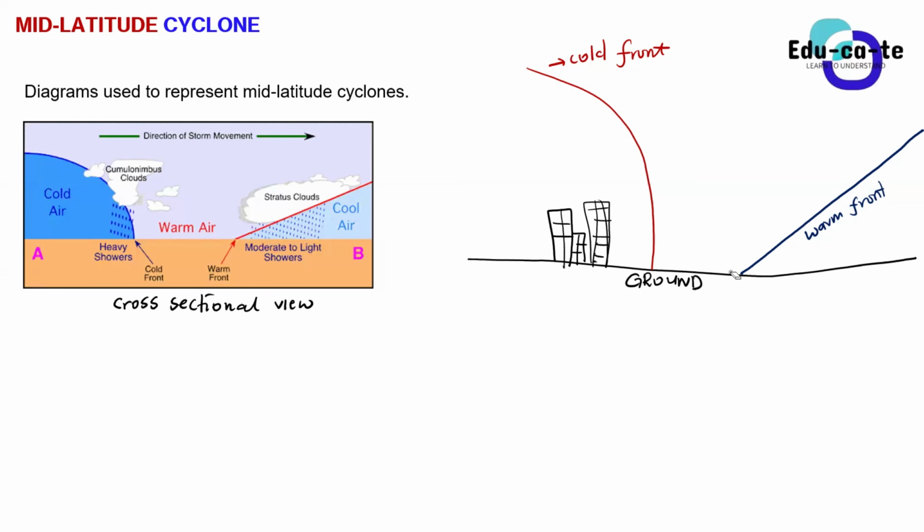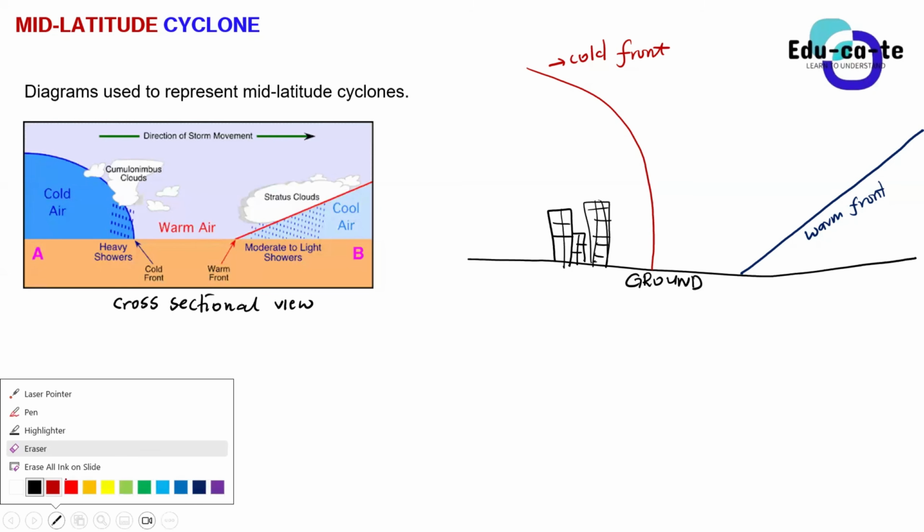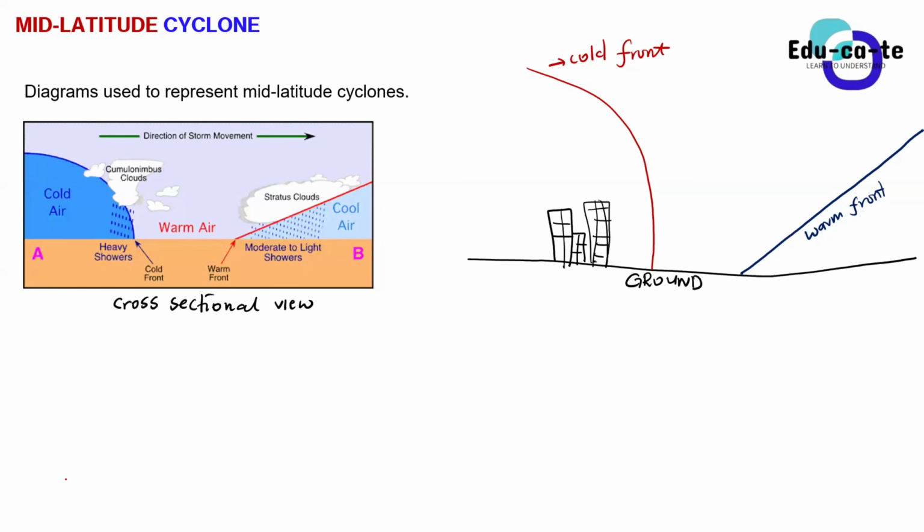But when we draw it from the side view, we must leave a space to show that the cold front hasn't caught up with the warm front. This is actually a mature stage of a mid-latitude cyclone, because the cold front is not yet overlapping with the warm front. It's a mature stage.